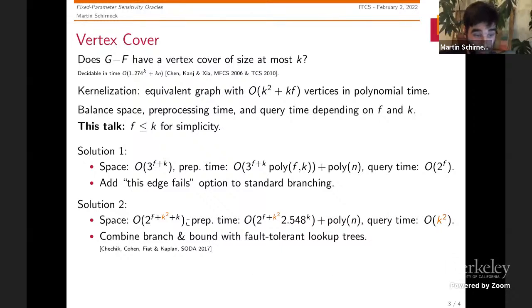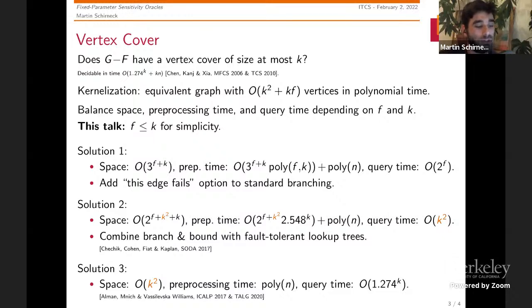And if you want to bring, for example, this exponential space down to something polynomial in the parameters, we can just reuse what Elman, Mich, and Wasilewska-Williams did for dynamic graphs and get something in space k square. So even independent of the input size, so something you really want to do, for example, on small edge devices. But what you pay for this is super huge query time. It's almost what you would pay for computing a vertex cover from scratch. You get rid of the input size, but still it's a pretty huge query time. And this is the common theme that you have to balance these kind of things.